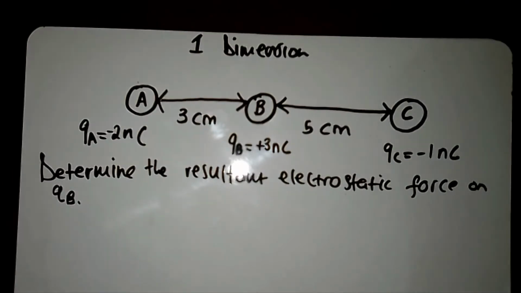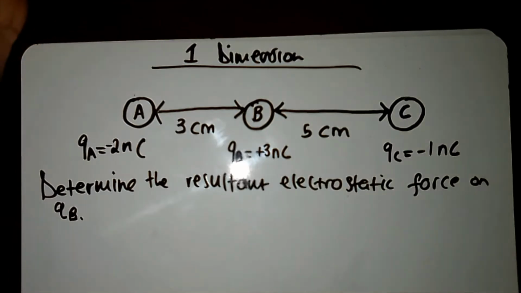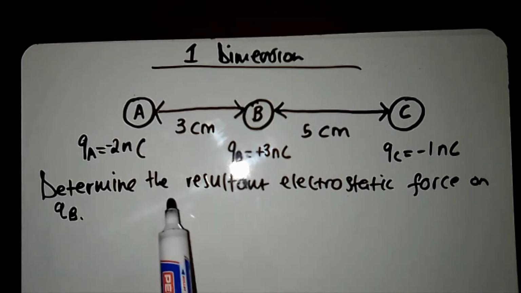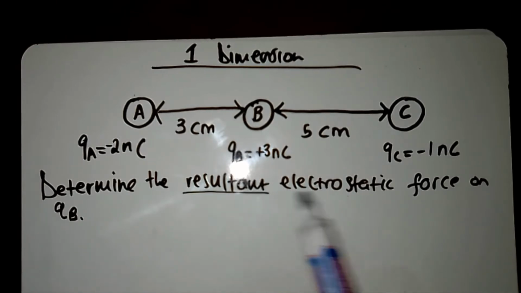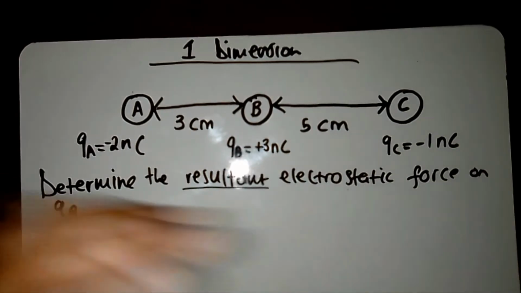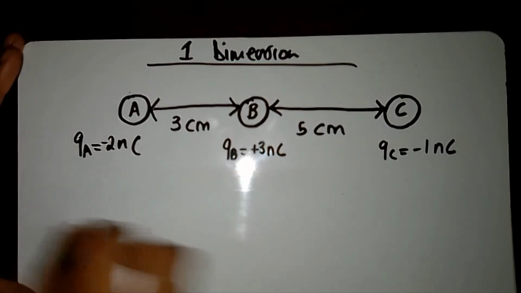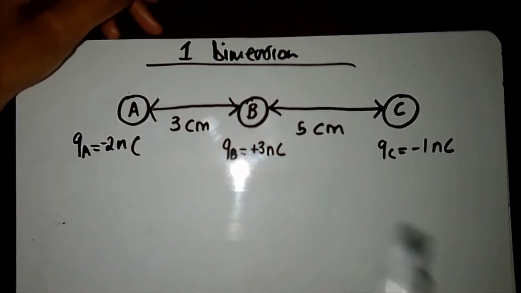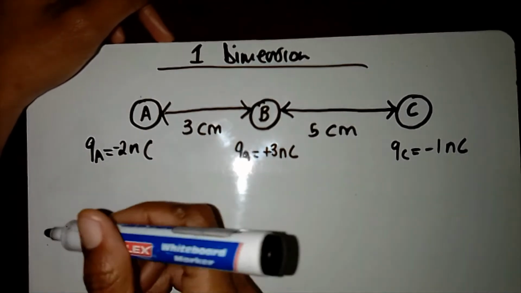We have an interesting question here, and it's in 1 dimension. Later on, we're going to do a calculation in 2 dimensions. So what does this question say? It requires us to calculate the resultant or net electrostatic force on the charge QB. We have a setup such as the one I've drawn above, where we have 3 charges, A, B, and C, and the charge on A is -2 nanocoulombs.